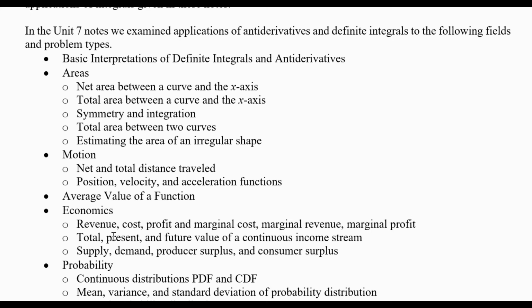Then we looked at applying these ideas to motion, net and total distance traveled. We looked at the relationship among the position, velocity, and acceleration functions, making use of derivatives and antiderivatives depending on which one we started with. We looked at the average value of a function. We had some economics applications we looked at: revenue, cost, profit, marginal cost, marginal revenue, marginal profit, total present and future value of a continuous income stream, and the supply, demand, producer surplus, and consumer surplus.